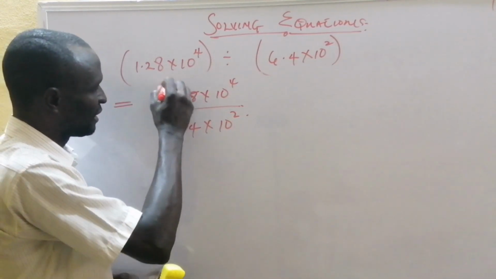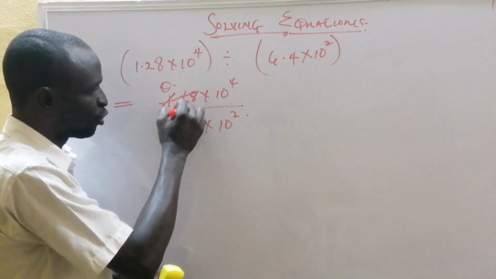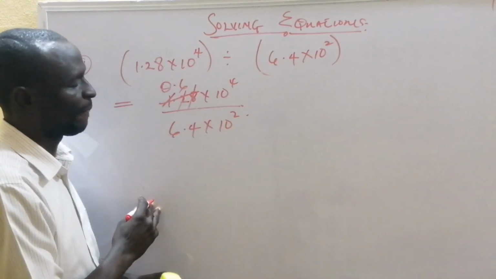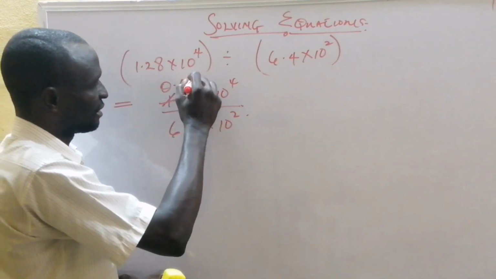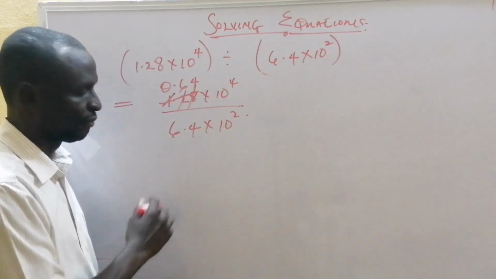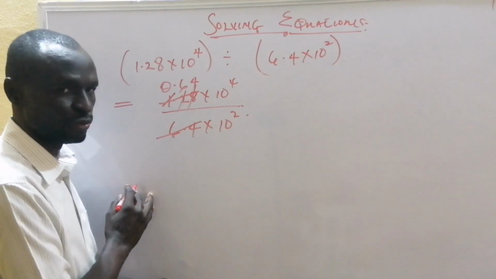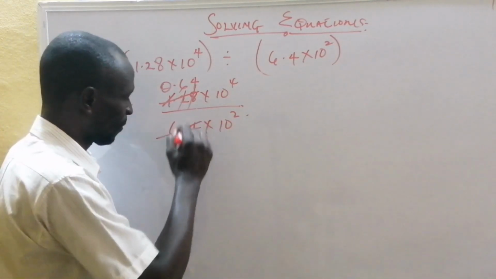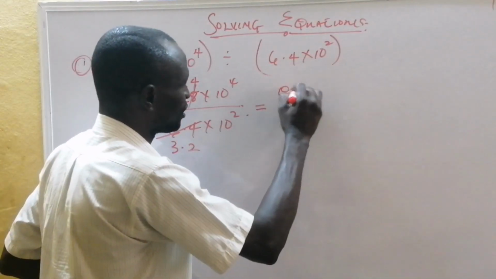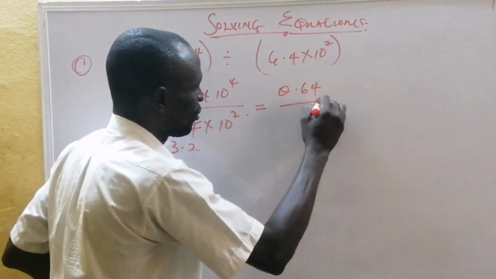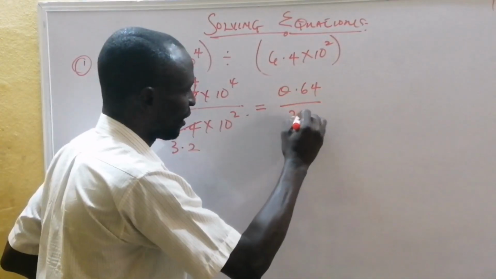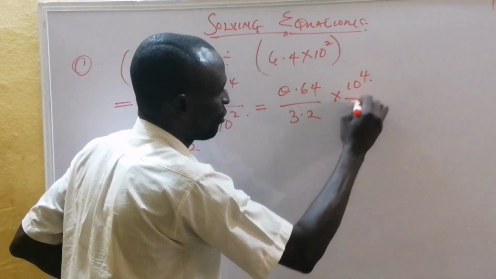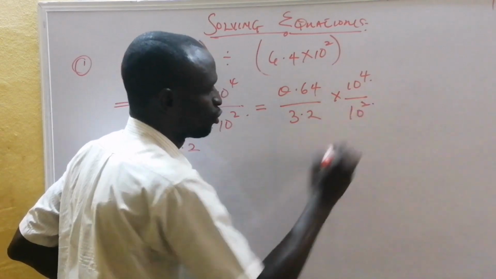2 in 1 is 0. 2 in 12 here becomes 6. 2 in 8, that's 4. I will have to divide this 2 by 2. 2 here becomes 3.2. That means I've broken it down to 0.64 over 3.2 times 10 raised to the power 4 times 10 raised to the power 2.